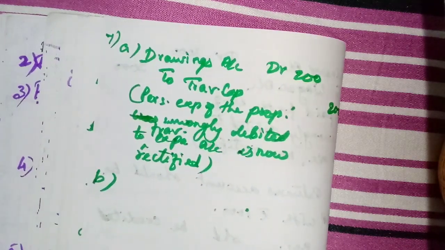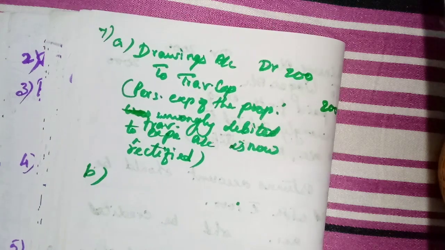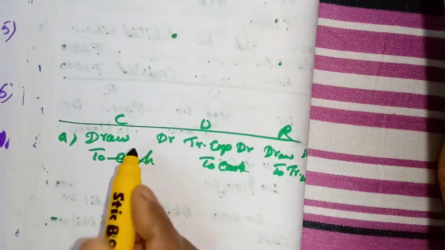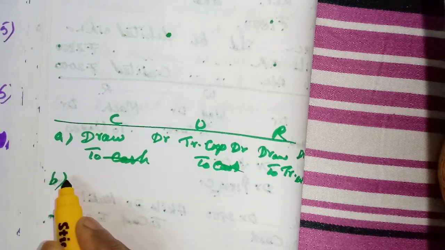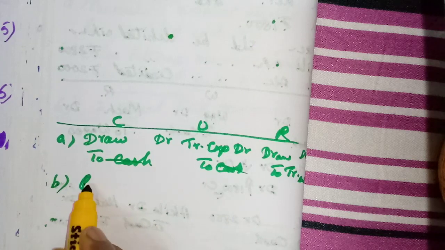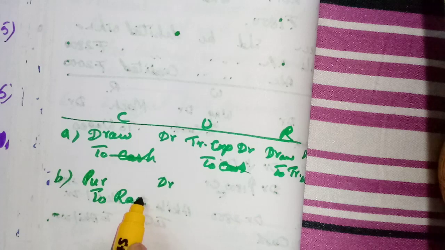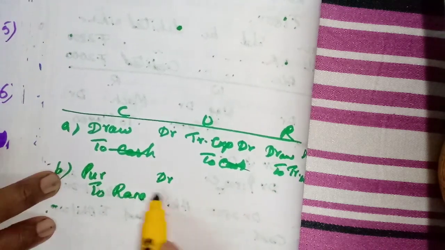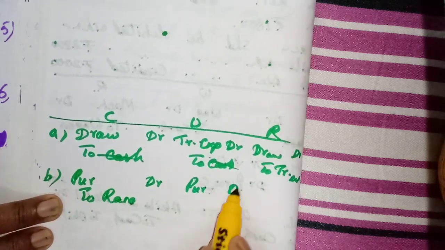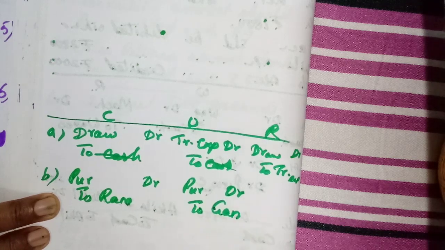Then B. Goods of rupees 400 purchased from Ramesh on credit was wrongly credited to Ganesh account. Here also it affects two accounts. So what is the correct entry? Goods purchased from Ramesh on credit, so purchases debtor to Ramesh. What is the wrong? Wrongly credited to Ganesh account. Again the same purchase, only they have credited Ganesh account.